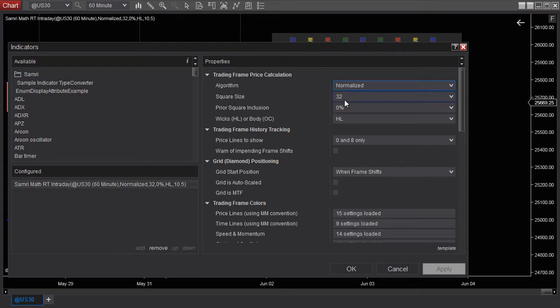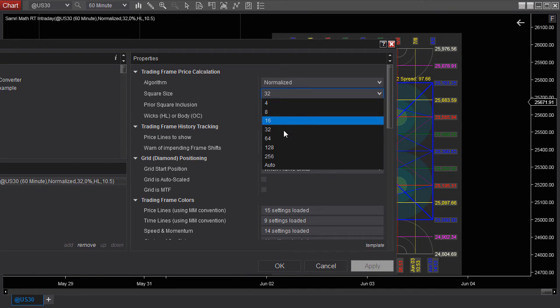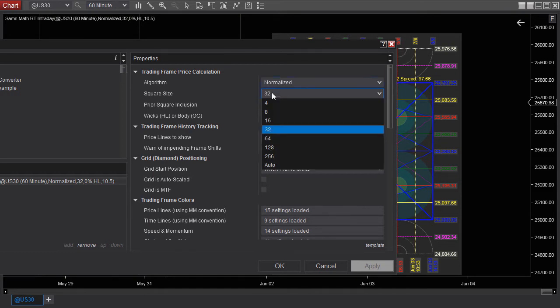Now the square size, as you would know, ranges from 4 to 256. If you're a user, you would know that the frames go in multiples of 8. With the exception of 4, the others are multiples of 8. The others are actually multiples of 2 of one another: 4 into 2 is 8, 16, 32, 64, and 256.